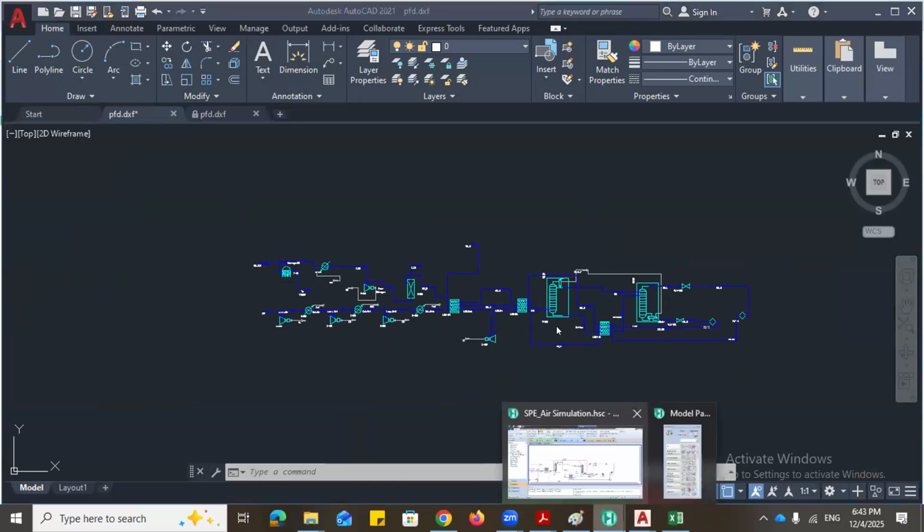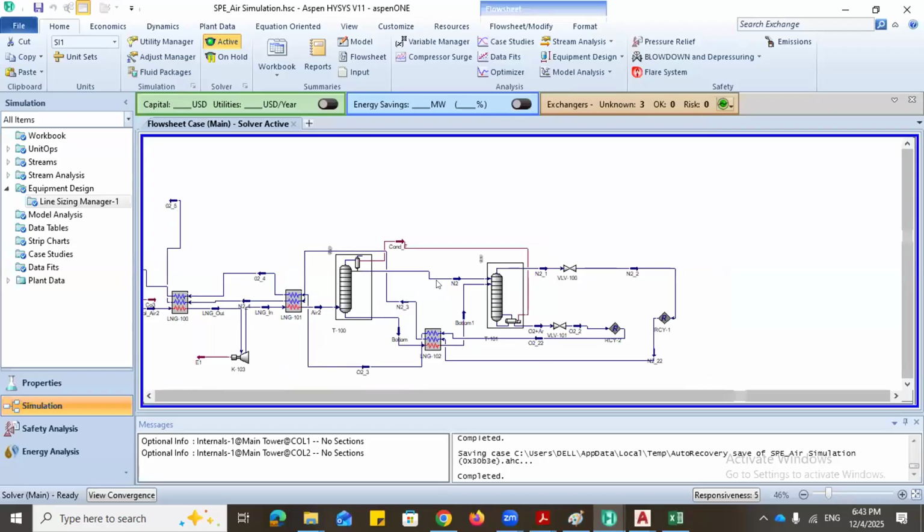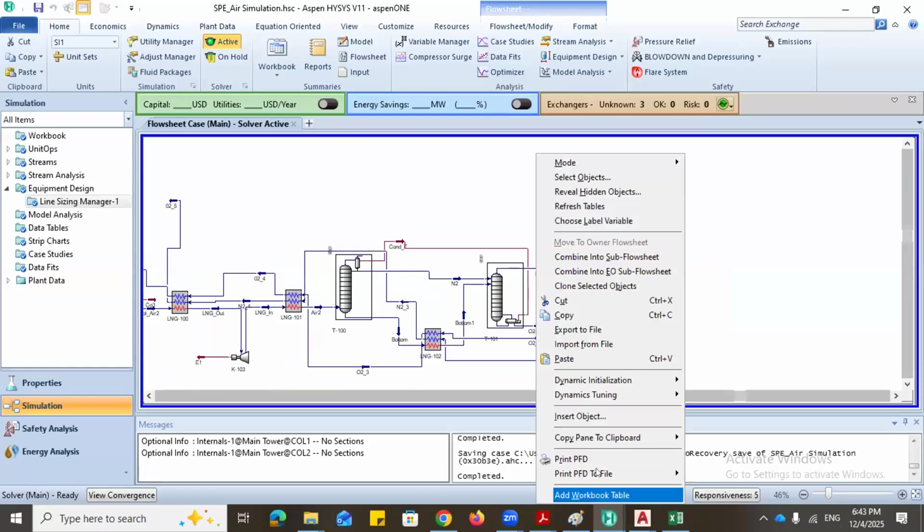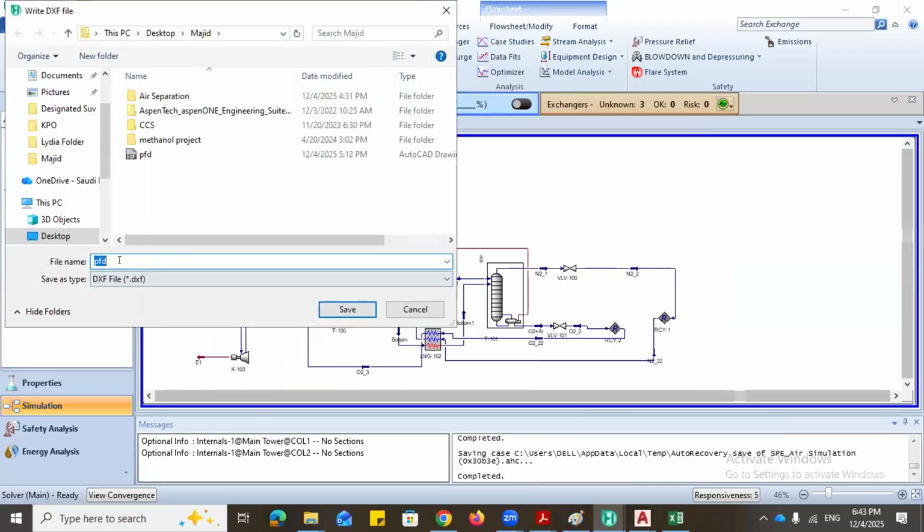Let me just summarize all of them. If you want to convert your IC simulation from here to AutoCAD, you just right click, go to print PFD to file, go to, I think, print DXF file, then you have it here and save it.